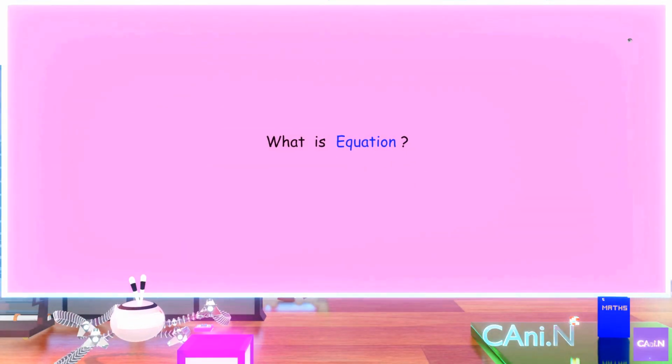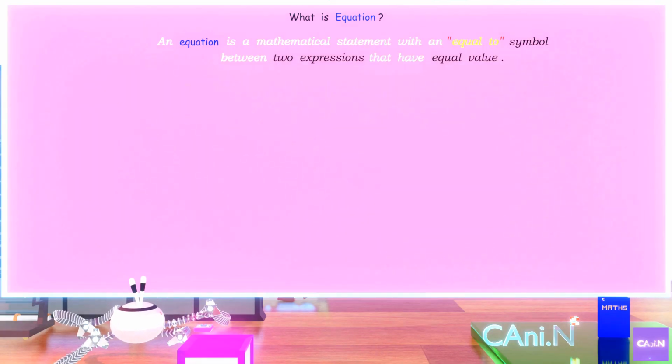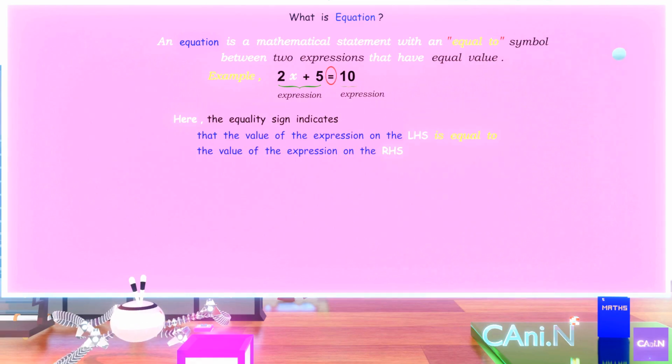Now, let us first understand, what is an equation? An equation is a mathematical statement with an equal to symbol between two expressions that have equal value. Example, 2x plus 5 equals 10. Here, the equality sign indicates that the value of the expression on the LHS is equal to the value of the expression on the RHS. That is, LHS is equal to RHS.